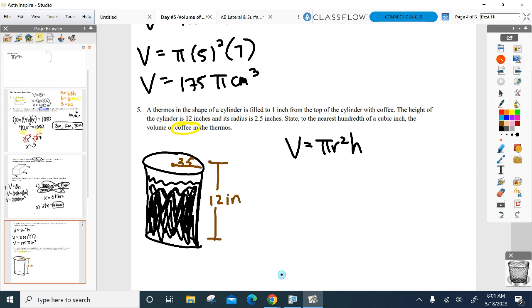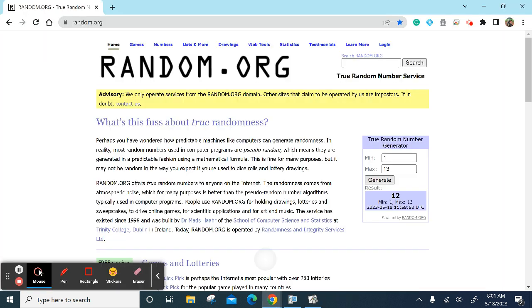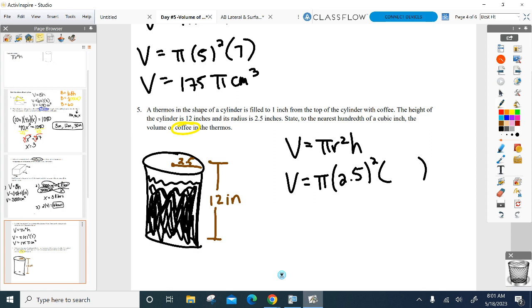But there's one little catch here. Hopefully you guys see it. I'm still going to use 2.5 for my radius. But we're not plugging 12 in. That would be if I wanted the volume of the entire thermos, but I just want the coffee that's 1 inch from the top. So we're going to use what instead for our height? 11, yeah. Right? 12 minus that 1 inch.